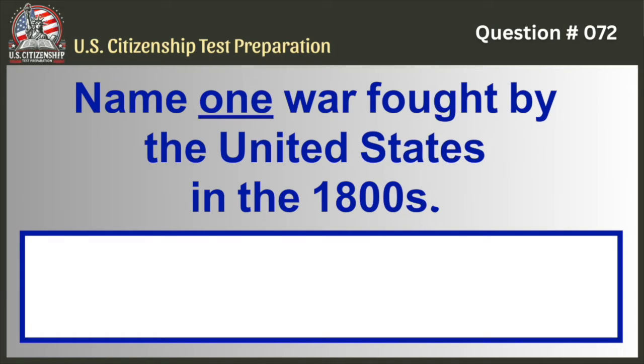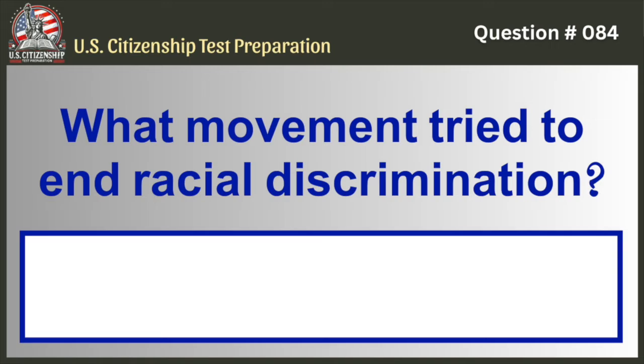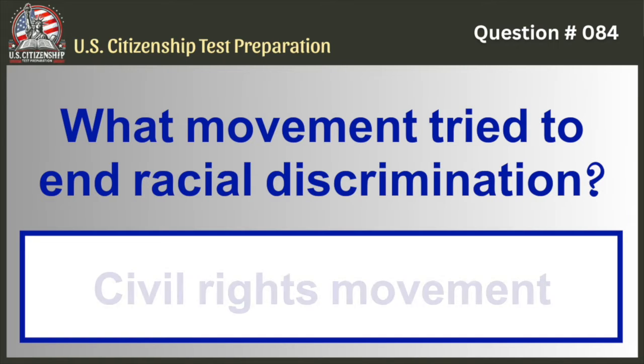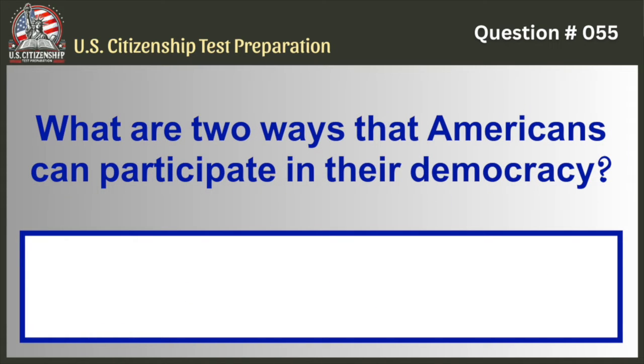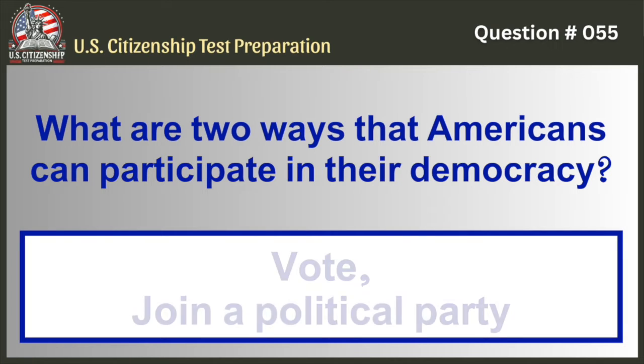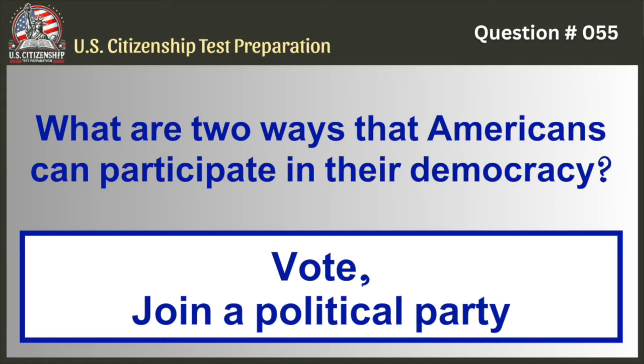Name one war fought by the United States in the 1800s. Civil War. What movement tried to end racial discrimination? Civil rights movement. What are two ways that Americans can participate in their democracy? Vote. Join a political party.